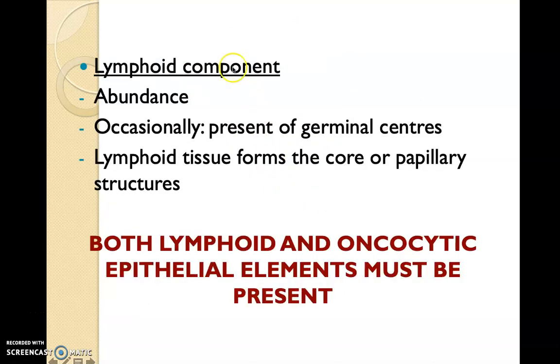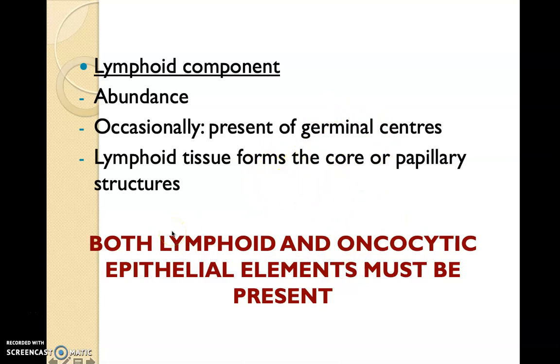Okay, and then the lymphoid component, there will be lots and lots of lymphoid. It means lots and lots of lymphocytes. Do you know what is lymphocyte? Lymphocyte is usually a cell with very round and dark nucleus. That's the lymphocytes. Okay, and then there will be germinal centers. Germinal centers is there's plenty of big cells in the center.